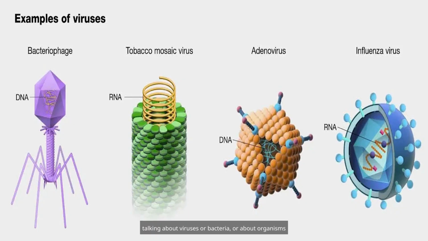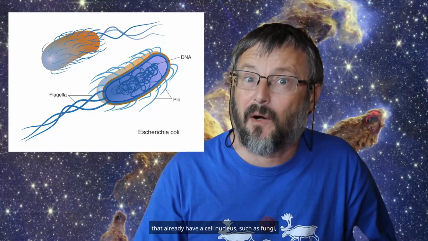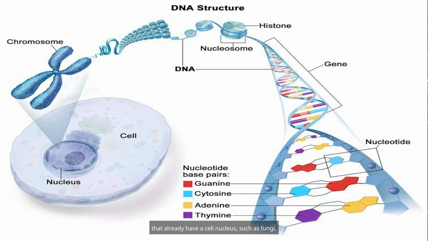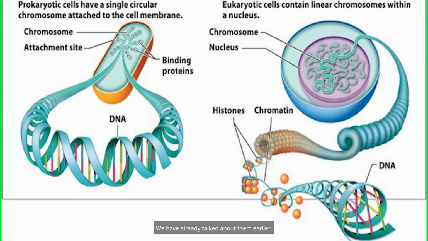Where is the genetic information stored in a cell? The answer to this question depends on whether we are talking about viruses or bacteria, or about organisms that already have a cell nucleus, such as fungi, plants, or animals. We already know that hereditary information is encoded in DNA molecules. We have already talked about them earlier.